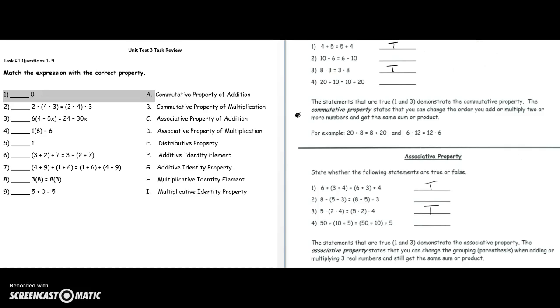All right. The first thing we'll be going over today are properties. The first property we'll probably be going over is the commutative property. So let's take a look at the right side of the screen where this dot is. And it says, the statements that are true are 1 and 3. So let's take a quick look at 1 and 3.